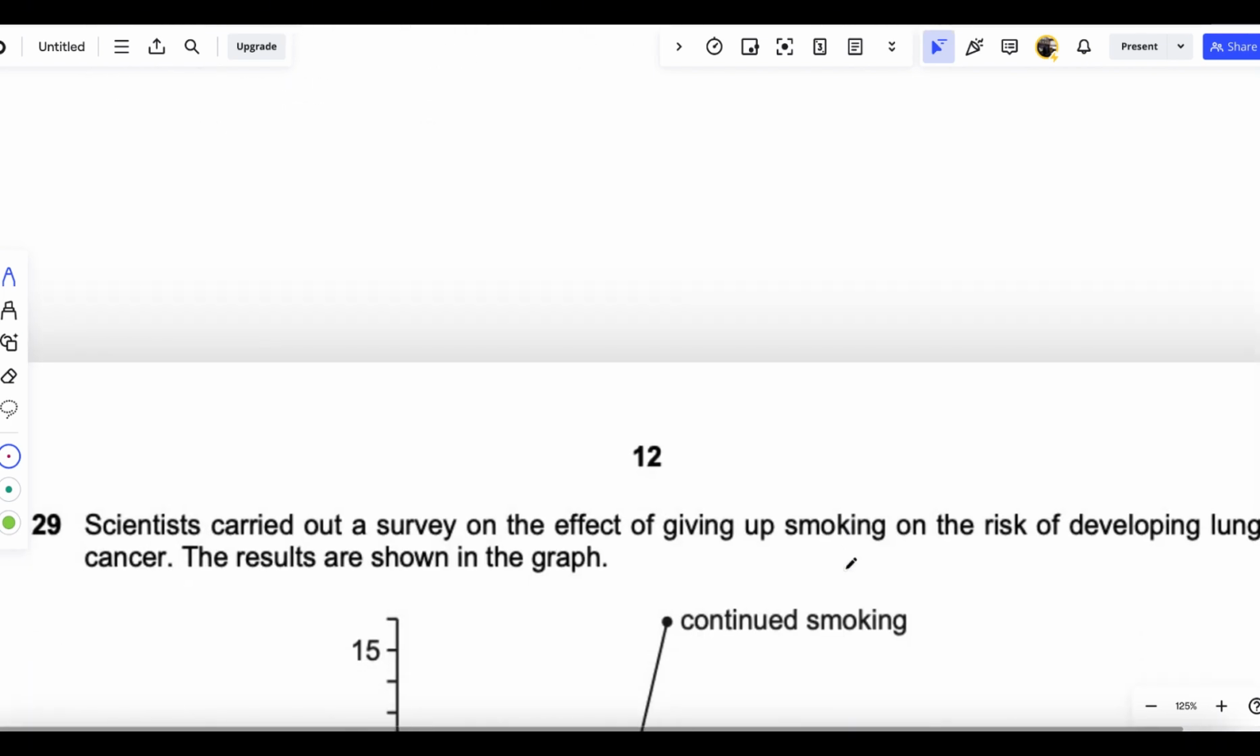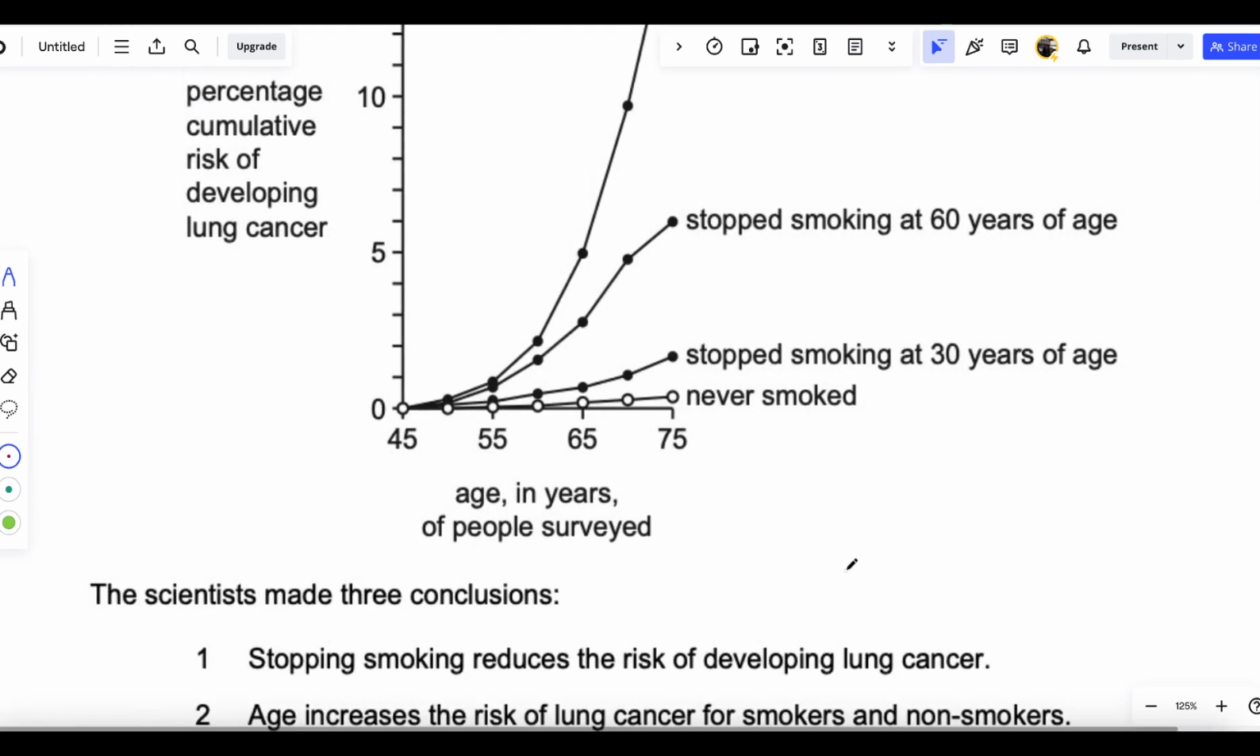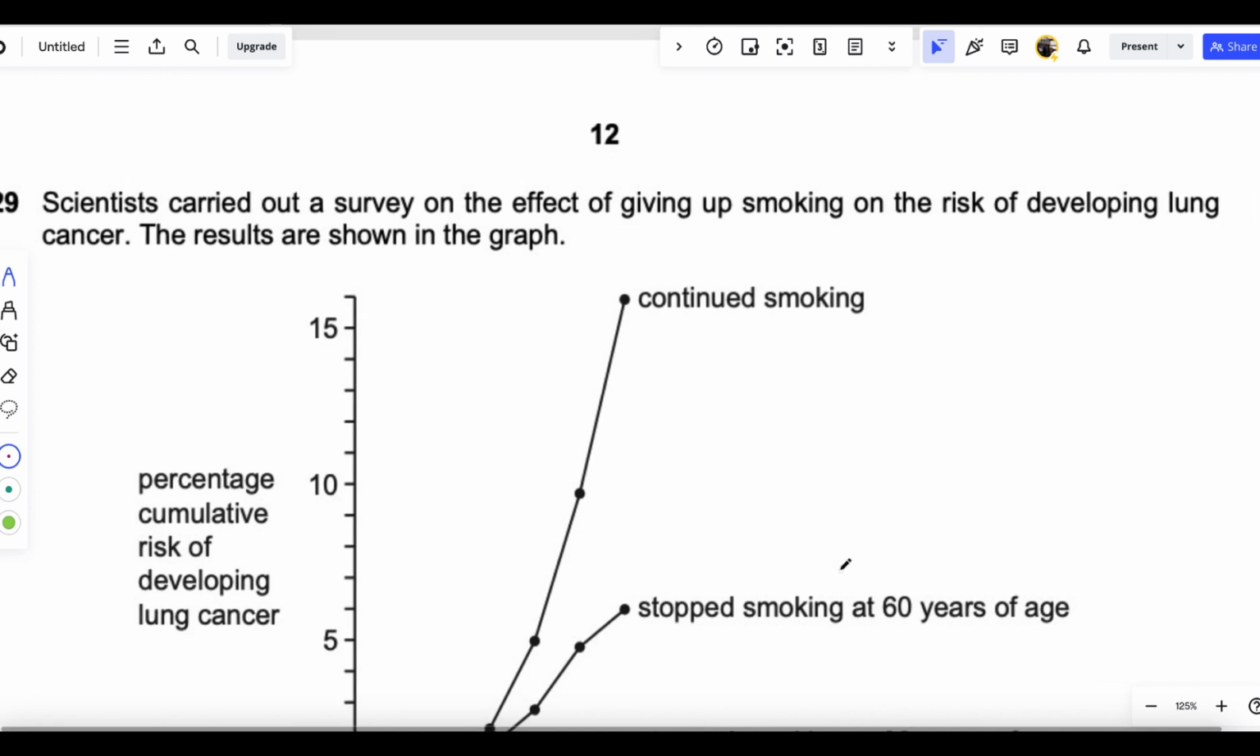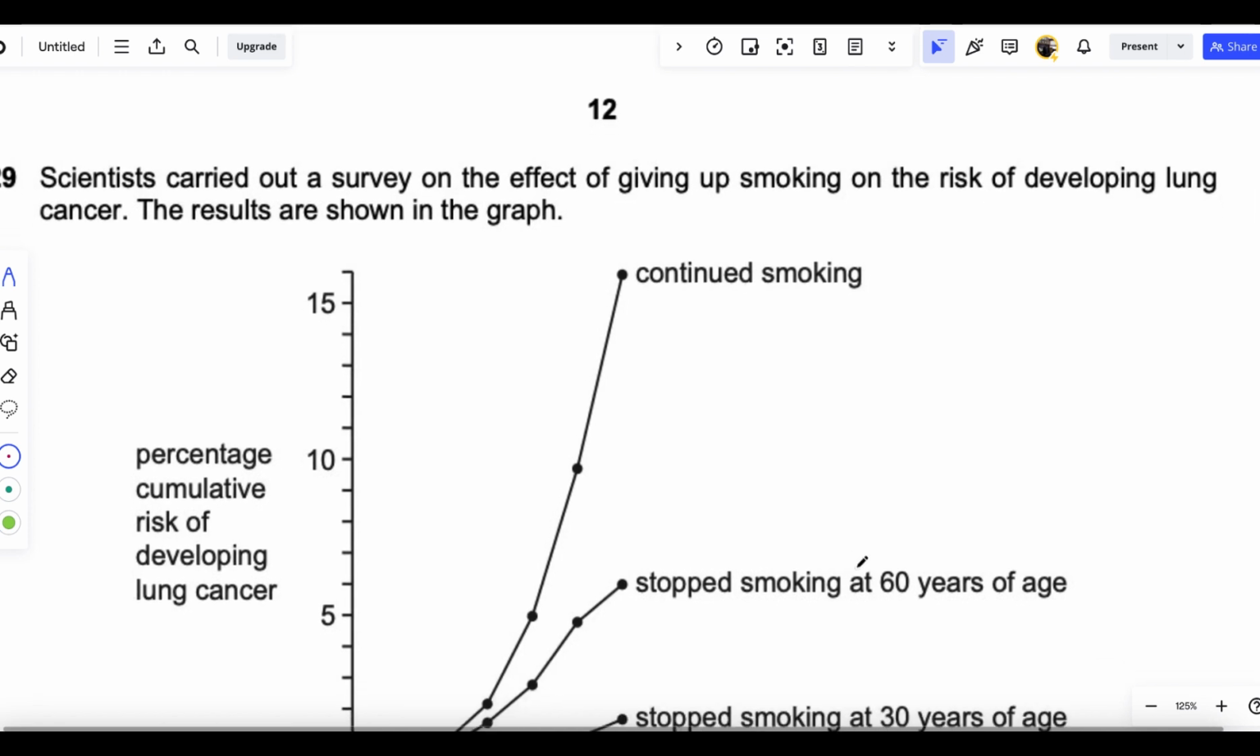Now let's go to question 29. 29 is long. Scientists carry out a survey on the effect of giving up smoking on the risk of developing lung cancer. The results are shown in the graph.